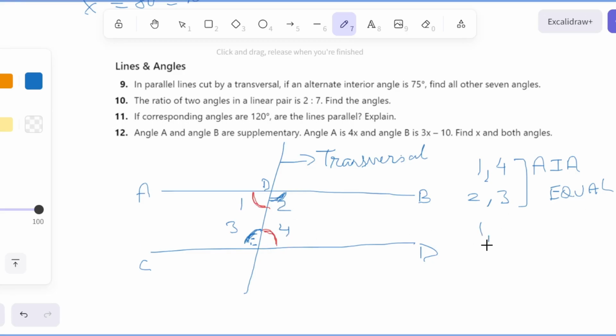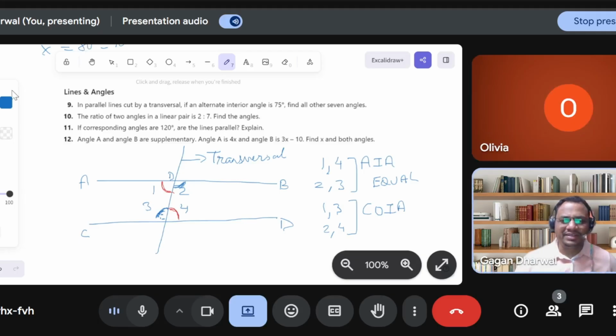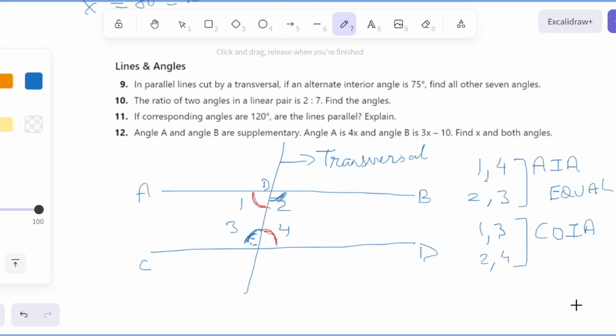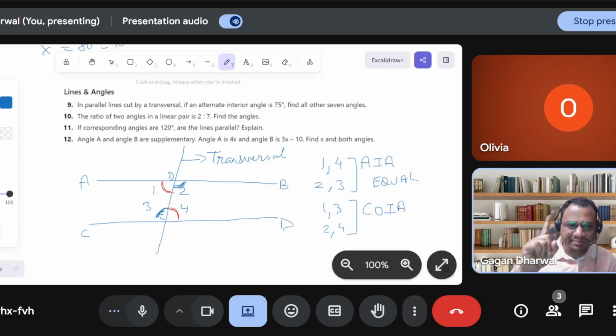Now, what are these, 2 and 4, 1, 3? These are known as co-interior angles. You can write the full form. Co-interior angles, alternate interior angles. What are co-interior angles? First of all, again, the condition is they have to be inside the parallel lines, because the name itself says interior, isn't it? Even in alternate interior angles, the word interior is coming. That means it has to be inside the parallel lines. And co-interior also has to be inside the parallel lines.